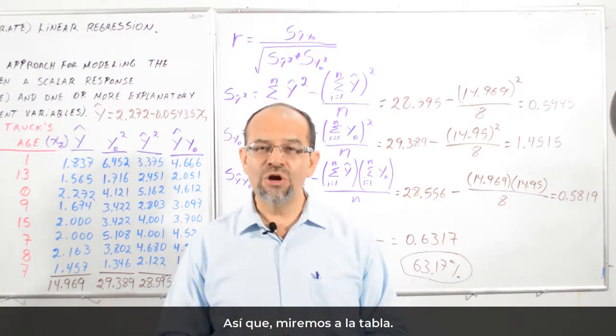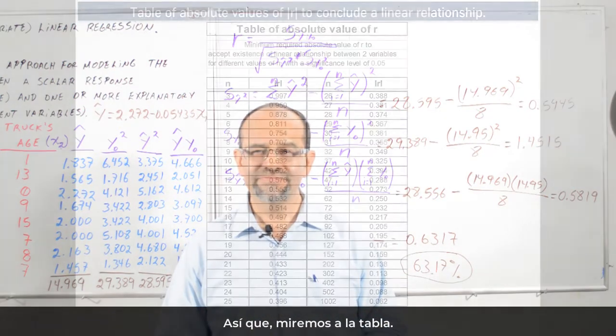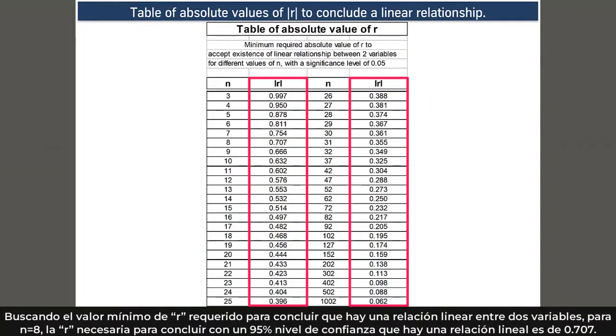So let's take a look at the table. Taking a look at the minimum value of R required to conclude that there is a linear relationship between two variables: for n equal to 8, the R necessary to conclude with 95% confidence level that there is a linear relationship is 0.707.